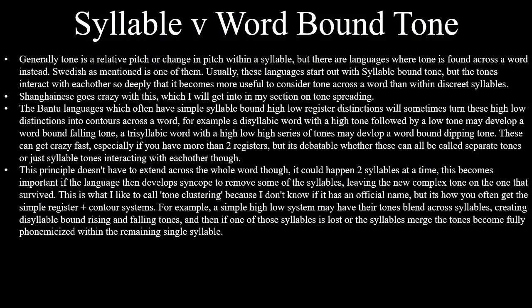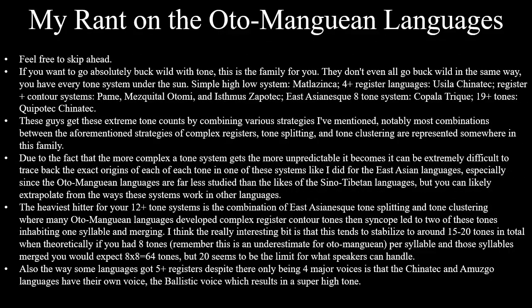Like a language starts with a high-low distinction, but syncope merges two syllables, so in these merged, likely stressed syllables, there are now 4 tones between high, low, rising, and falling. The reason you often only see one contour, rising or falling, though, is due to certain sound changes I'll get into later. Now, I knew in this video I'd have to talk about one specific language family, the Oto-Manguean languages.